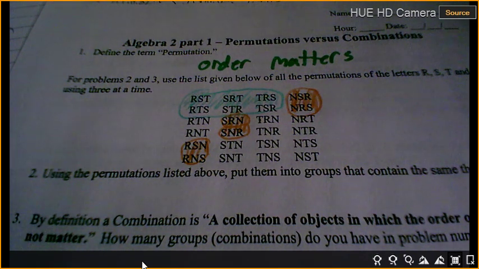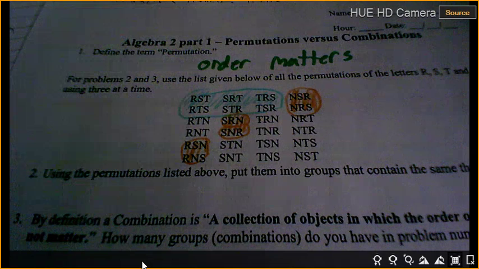Okay. My pencils are all not very sharp. Okay, we've got RTN.